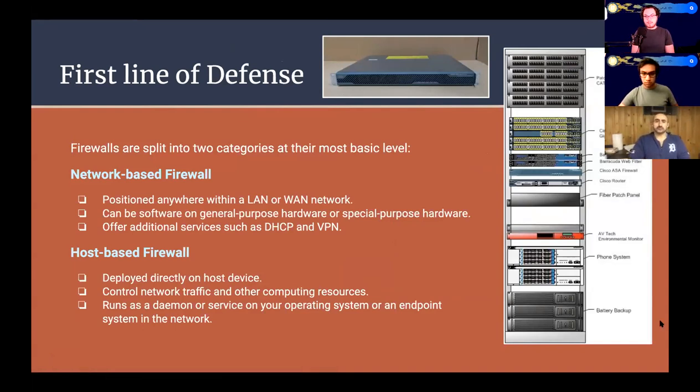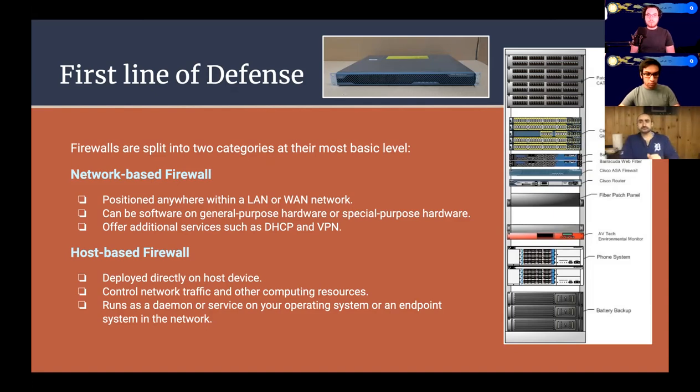If you split that down into the two basic categories, you have a network-based firewall and a host-based one. The network-based one is the one that is more familiar for business enterprise. It's going to be a dedicated piece of hardware that sits within the network, and it can be on a LAN or a WAN. WAN is wide area network, LAN is local area network. So a LAN would be like your home, a WAN would be like an entire city.